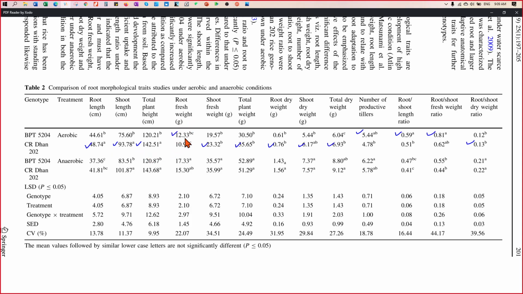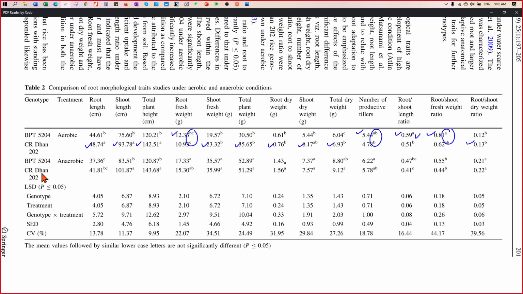For some parameters, the BPT variety has a higher reading when it's grown in aerobic condition. But is it significant? Higher is one thing. Is it significant? No, not very significant, because the letters are still similar. What about here? Not very significant, because the letter is still similar. Yes, this one is significant.